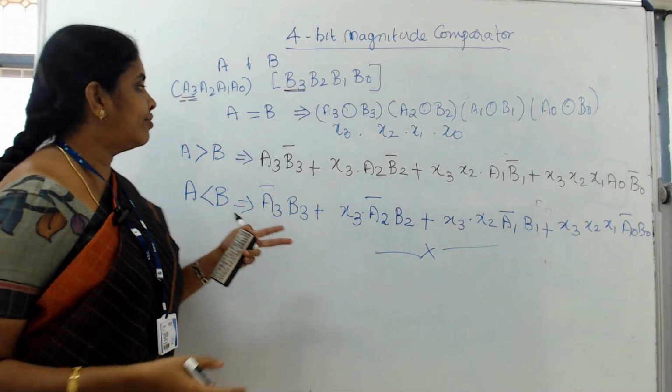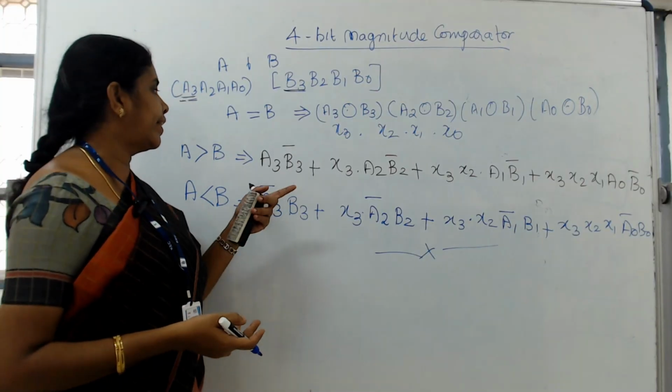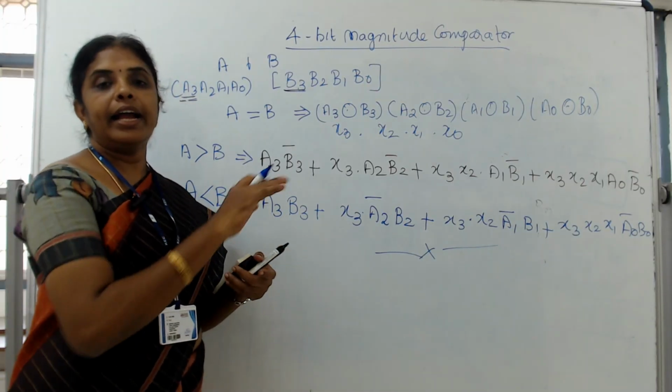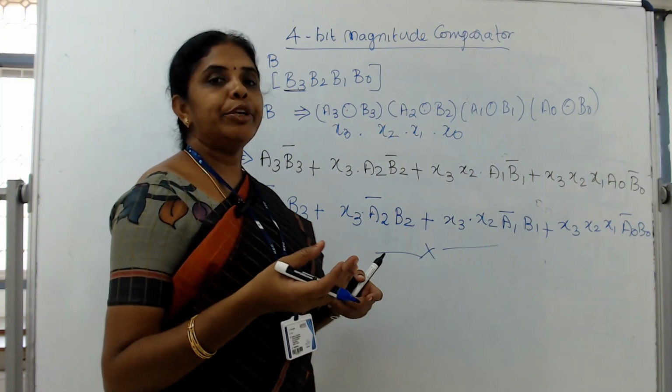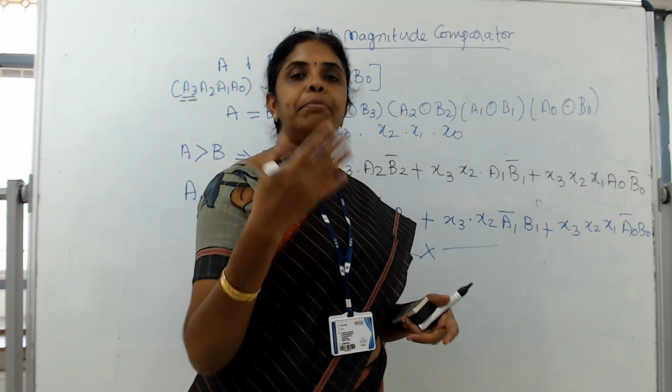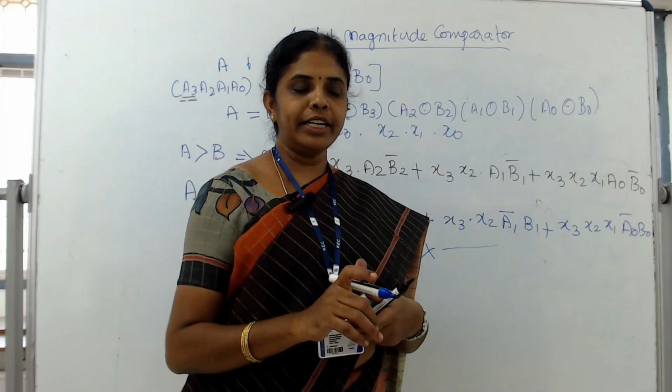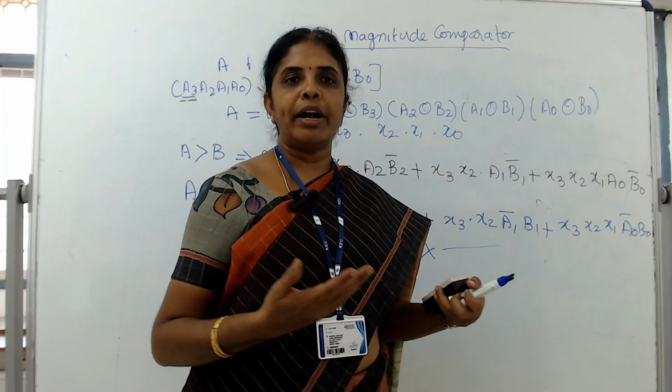So now we have derived the expressions for A greater than B, A less than B and A equal to B. Similarly, you can design for any n-bit magnitude comparator, right? And I hope all of you understand this session.